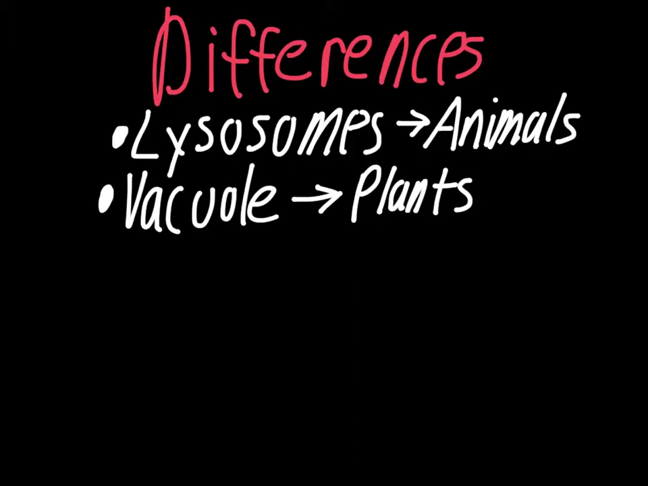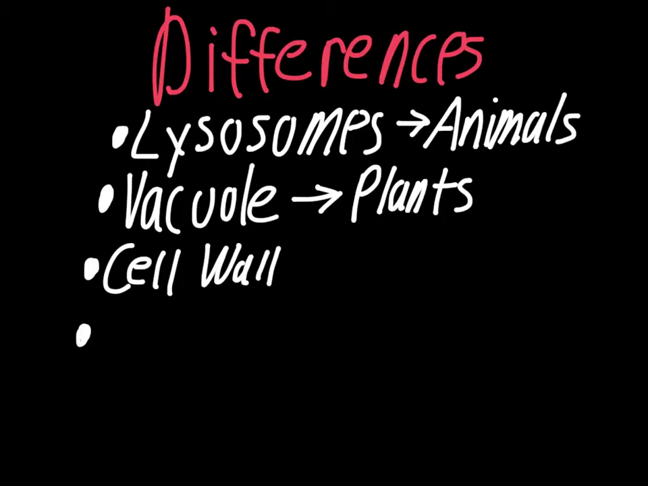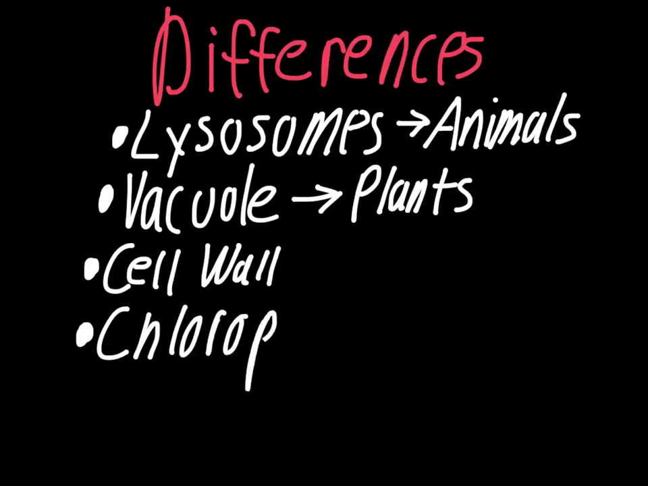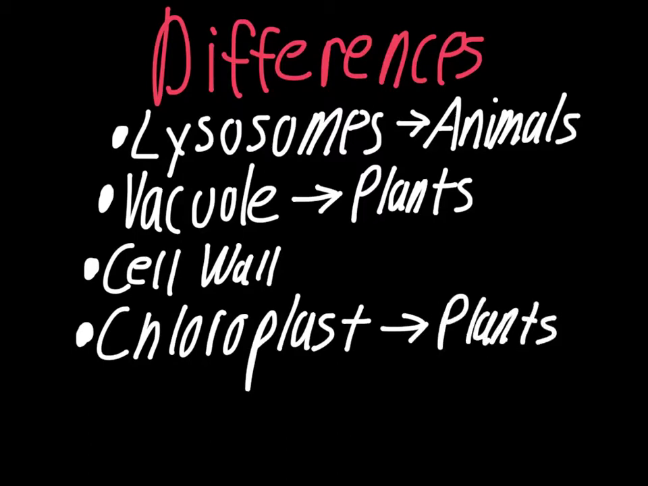Another one that's an important difference is the cell wall. Obviously that one's just limited to our plant cells. Things like fungi will have a cell wall, but they're somewhere in between. We'll talk about them in a little bit more detail at the end of the year. Big one, obviously, is the chloroplast. So this one is found just in our plants. Same thing here with our cell wall.